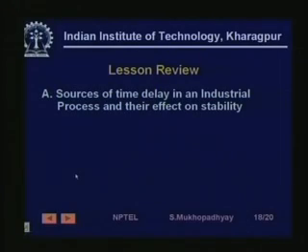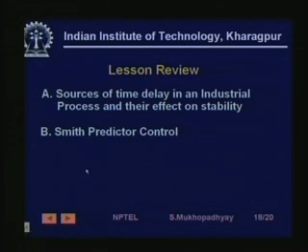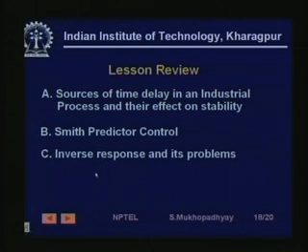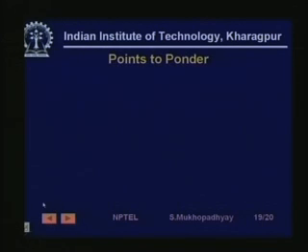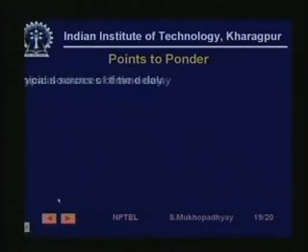First we saw the sources of time delays and their effects on stability, and then we saw a way of controlling by Smith predictor controls. We did exactly the same thing for inverse response. We saw inverse response, how it arises in a process and its problems, and finally we saw a way of inverse response compensation. So to end the lecture, we have as usual some points to ponder.